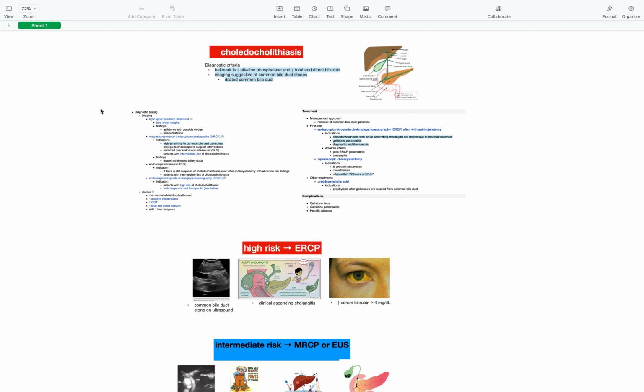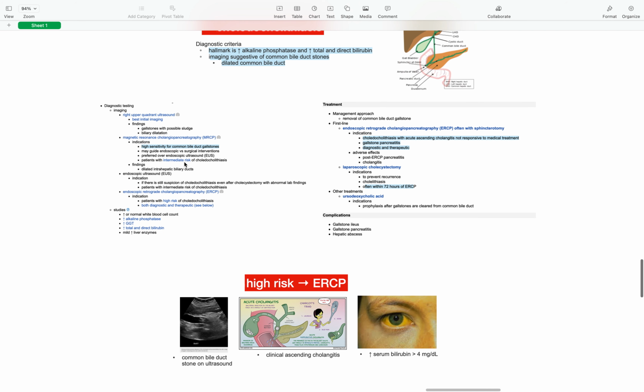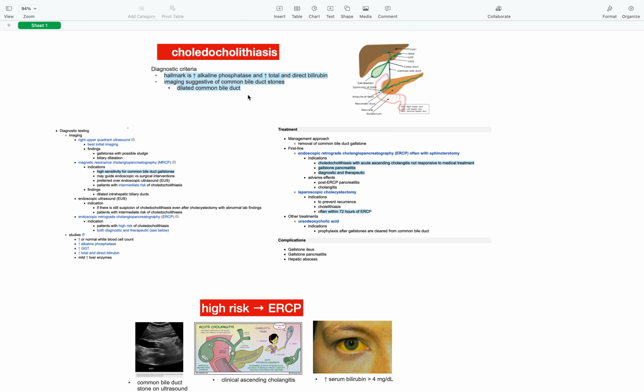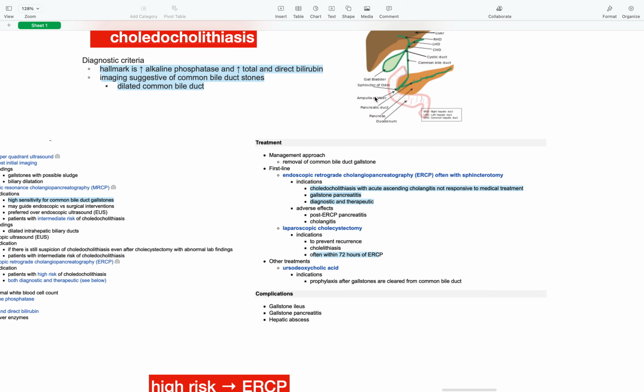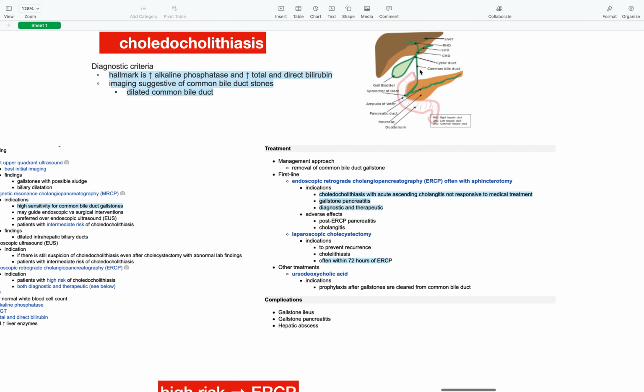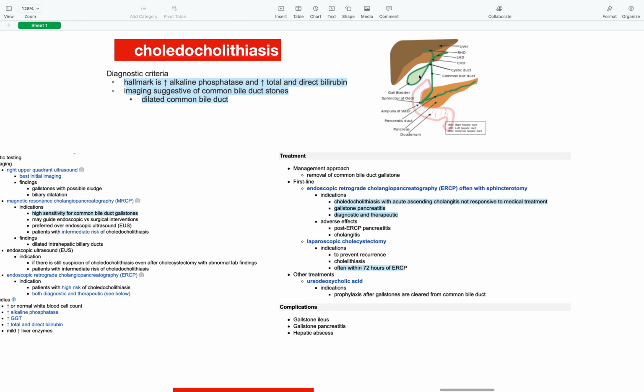This video covers choledocolithiasis, and so let's begin. So choledocolithiasis is a stone that is lodged in the common bile duct, resulting in blockage of the bile acids flow. When the stone is lodged in the common bile duct, it results in dilation of the common bile duct, and also backup of bile acids, and this can result in a secondary bacterial infection.